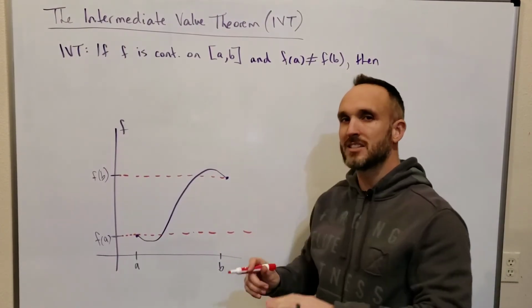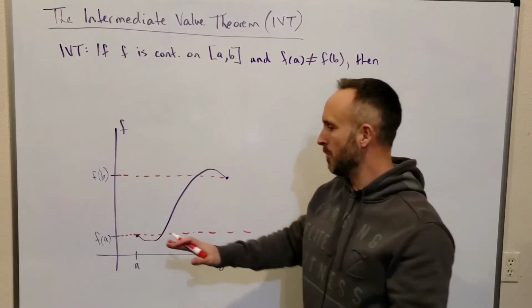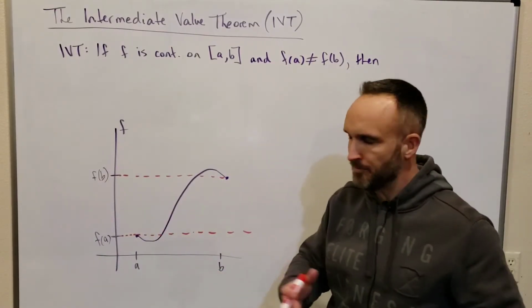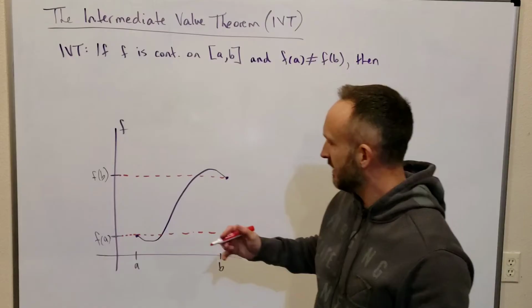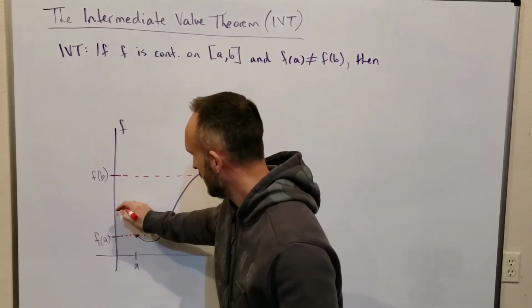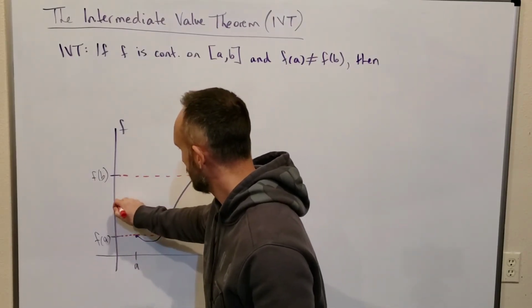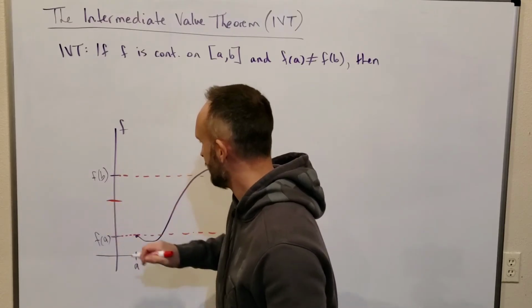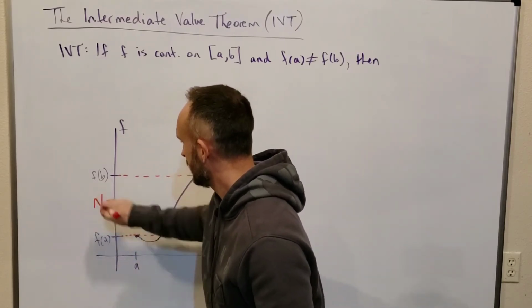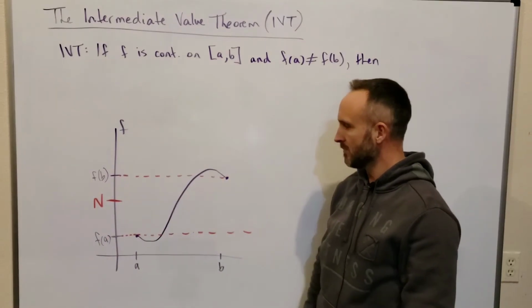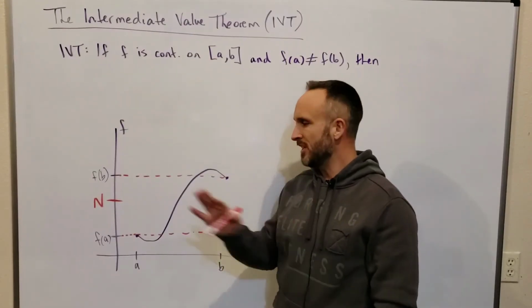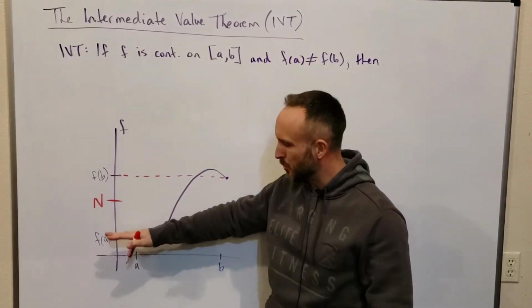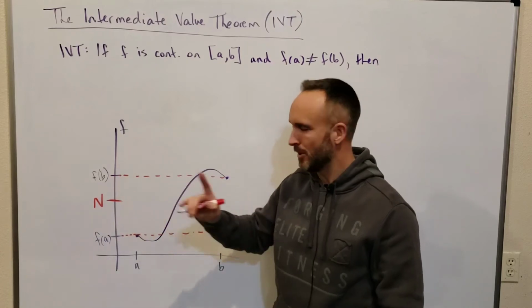So let's pick any y value that we want between f of a and f of b and give it a name. Again, it doesn't matter where it is, but let's choose this y value here. Let's call it n, okay? No particular reason. So nothing fancy about n other than it's between f of a and f of b, all right?